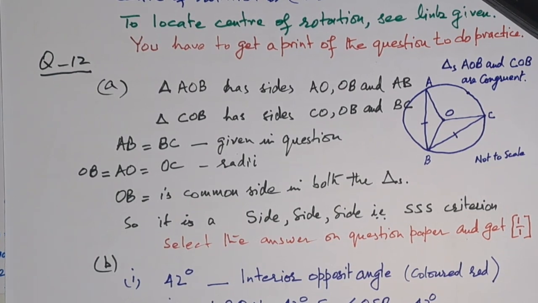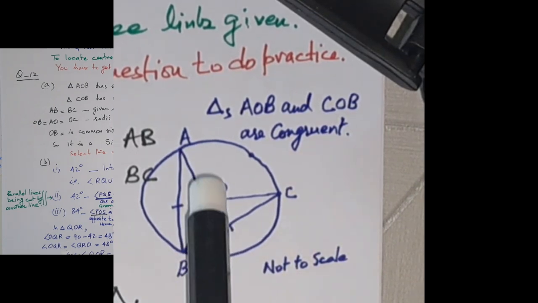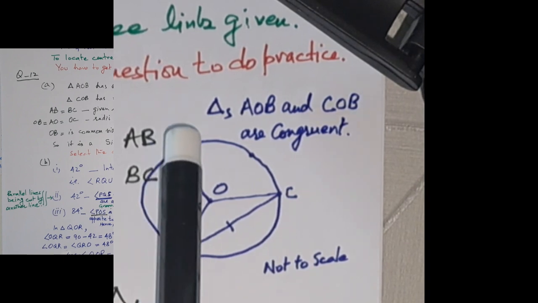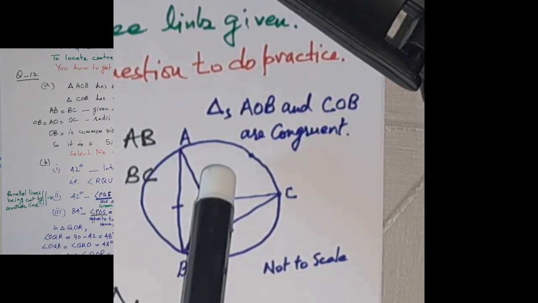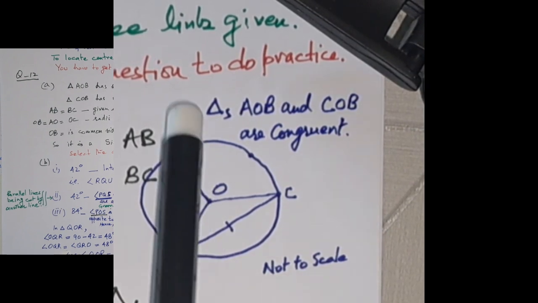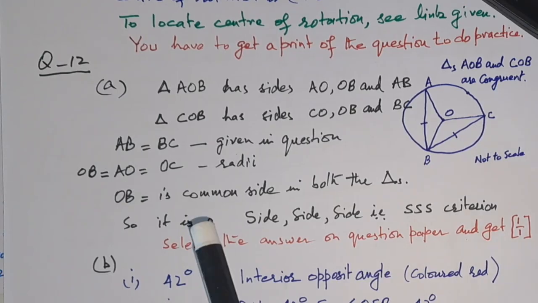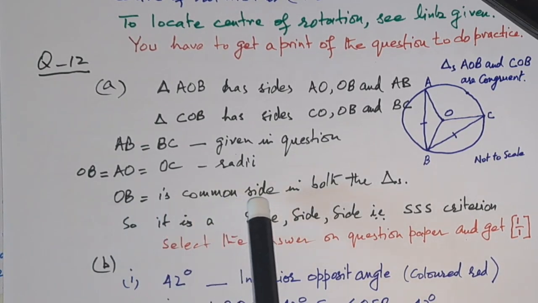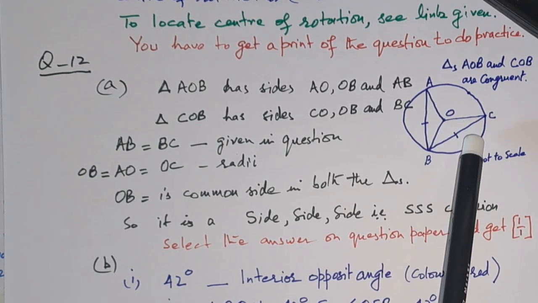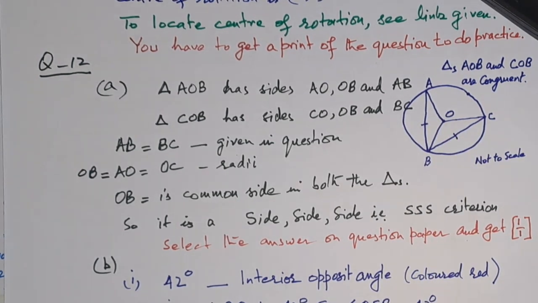In question number 12a, triangles AOB and BOC are given, in which AO and OC are the radii and AB is equal to BC. This is given. OB is a common side to both the triangles. This OB is also a radius of the circle, and it is common to this triangle and this triangle.